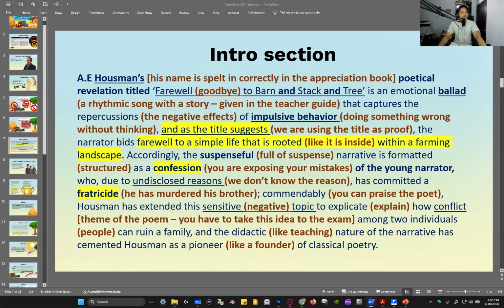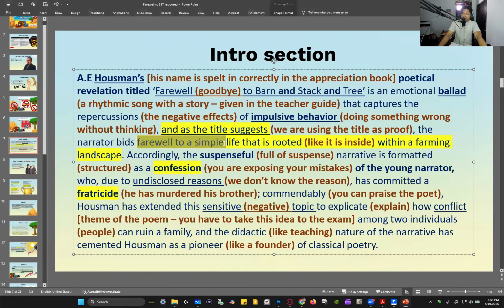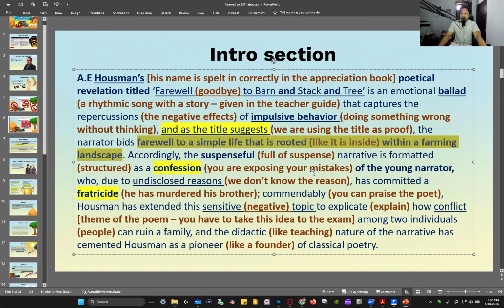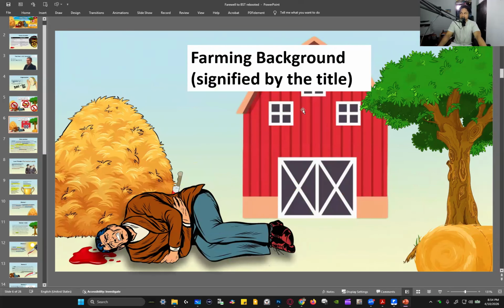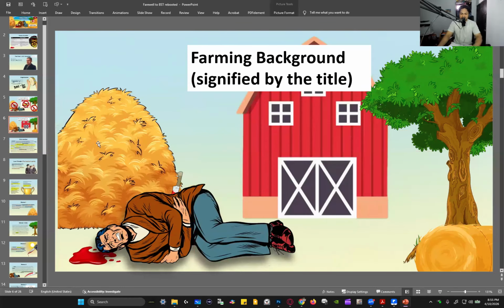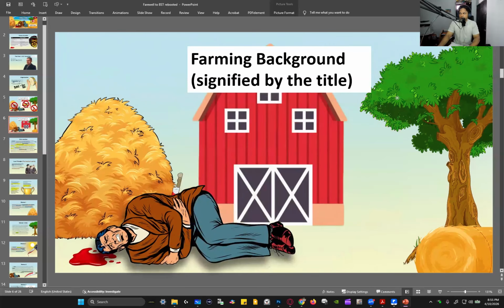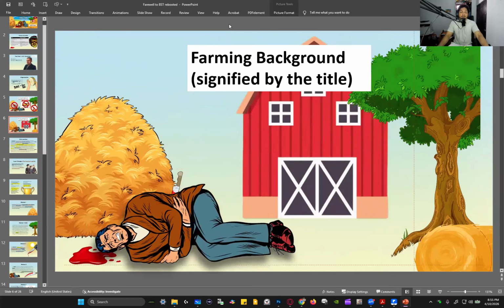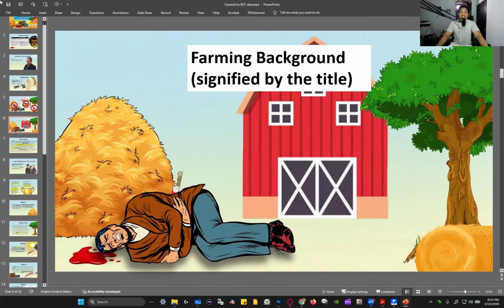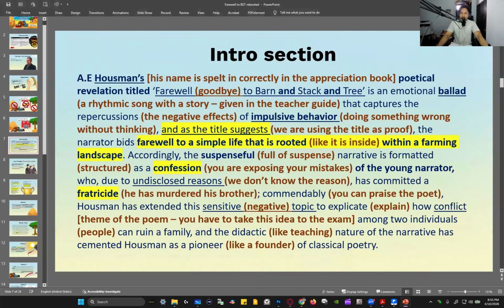How do we know for sure? It is in the title, right? Farewell to a simple life that is rooted within a farming landscape. The barn, the stack and the tree, these are all rooted in a simple farming landscape. On top of that, Habsa, we learned all of this from the title of the poem.